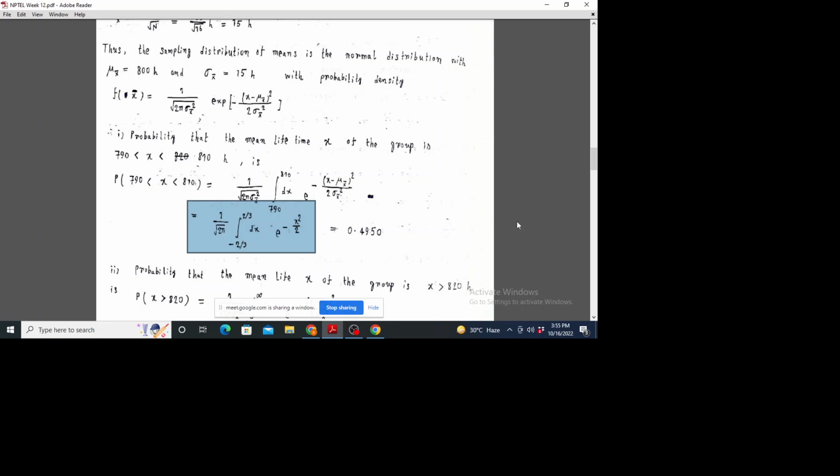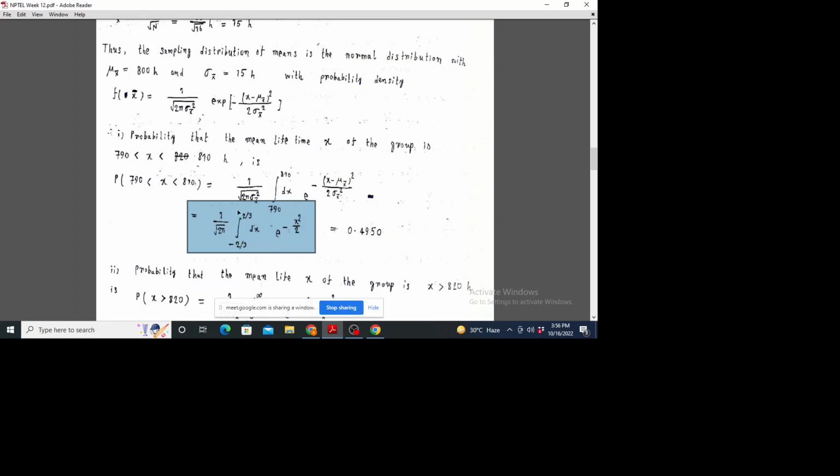Yes, and then you are left with e to the power minus x dash square divided by 2 sigma x bar square, right? And now you do x dash equal to sigma x bar z. Sigma x bar means it is 15. So that means you have to do x dash equal to 15z. So then the upper limit for z will be 10 by 15 and the lower limit will be minus 10 by 15. And that is how you get 2 by 3 and minus 2 by 3.